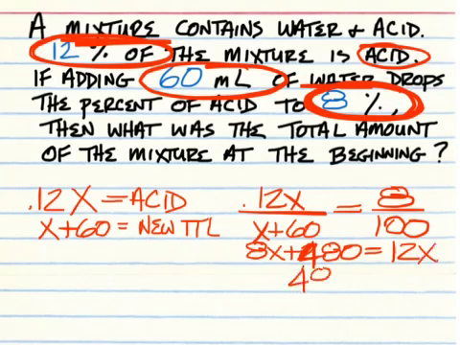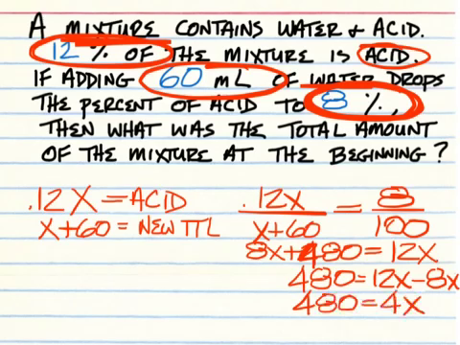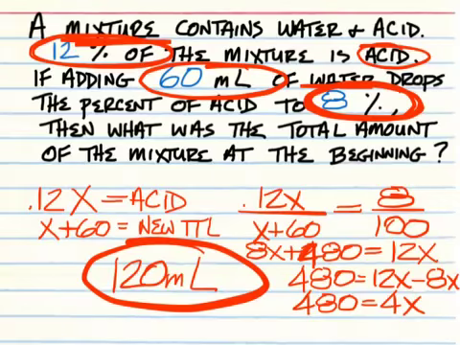Leave that 480 where it's at, and move the 8x to the right. Make it minus 8x. 480 equals 4x. If you divide 480 by 4, you come up with an answer of 120 milliliters.